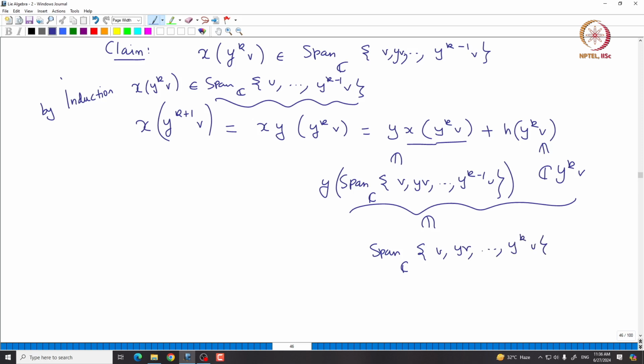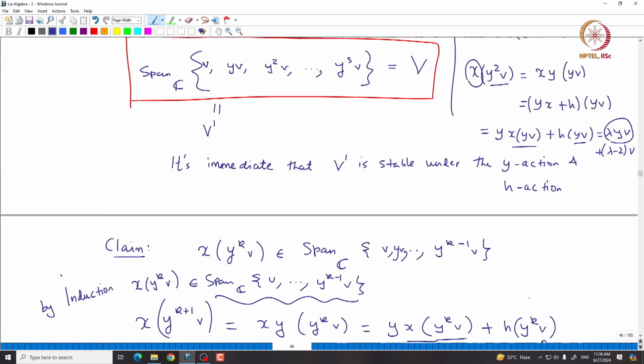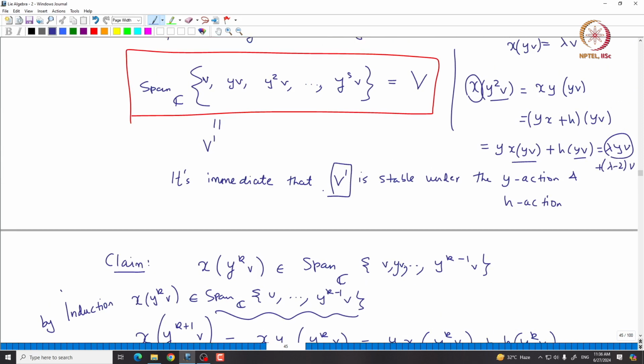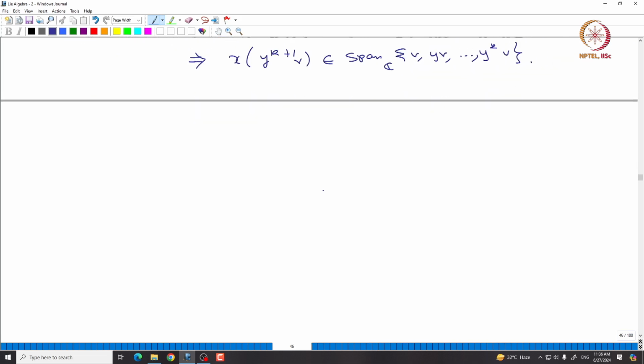y power k v. So, this tells you that x applied on y power k plus 1 v is indeed inside the span of v, y v, etc., y power k v. So, this tells that this v dash is indeed x stable as well. So, that means this v dash is an sl2c submodule. So, that has to be equal to capital V. So, this proves that V is indeed the span of all these eigenvectors.